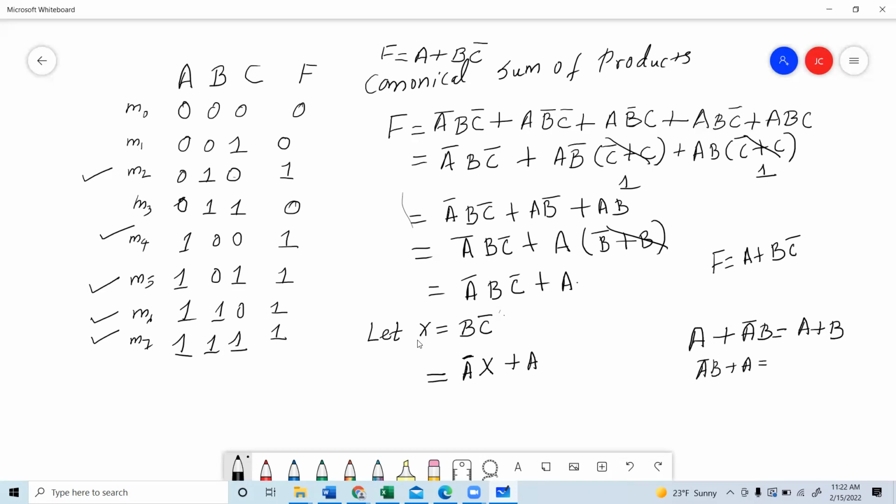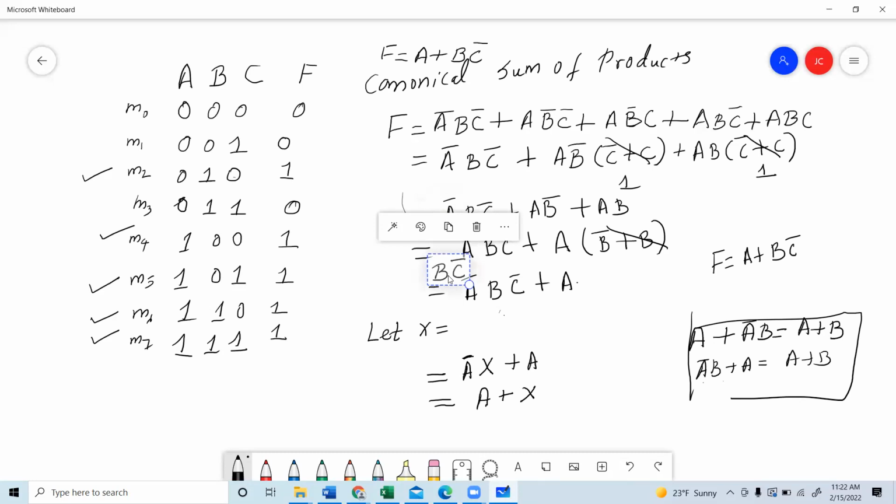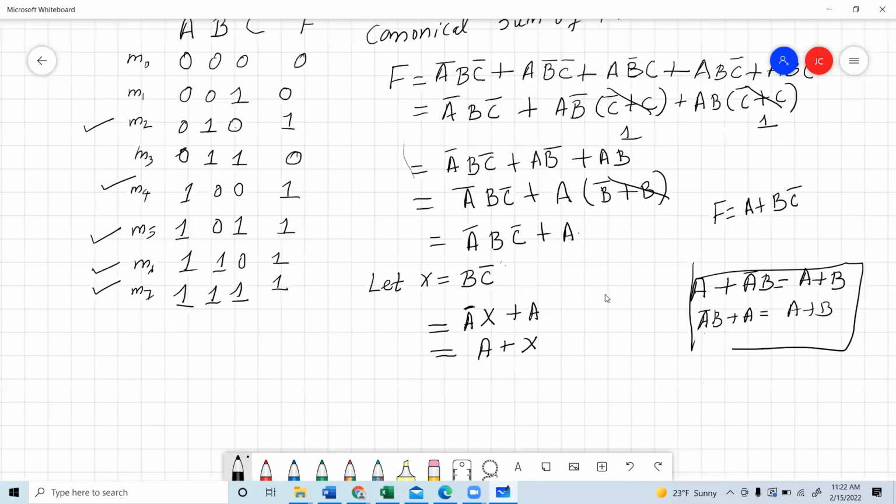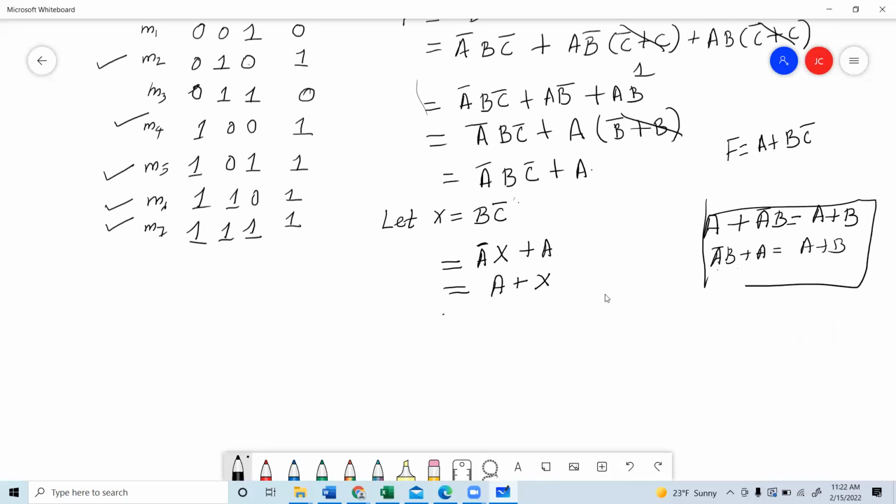So using the commutative law, right? It's commutative, right? So it is going to be A plus B. So both are same. So I have A bar X plus A is nothing but A plus B, which is nothing but, what is this going to be? Very good. A plus X. Yes, it's A plus X, right? A plus X. But then we can replace X with what? BC bar, right? Because we said let X is equal to BC bar. So this is how I got the final answer.